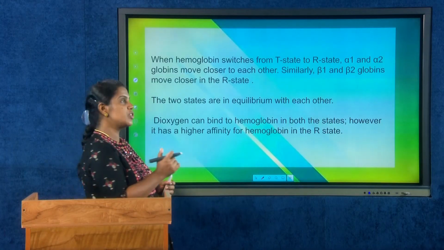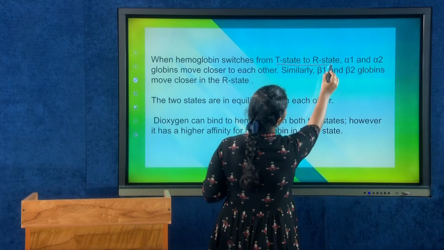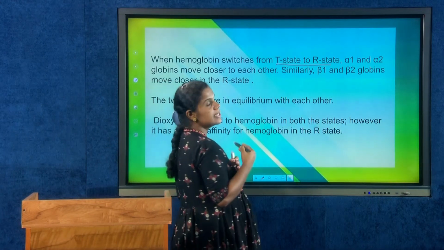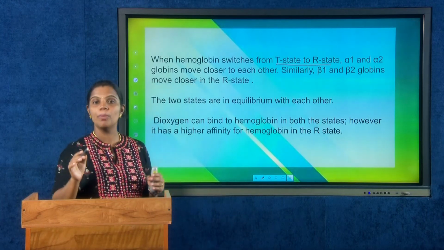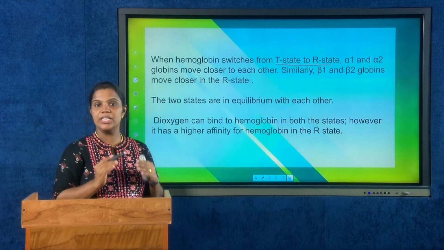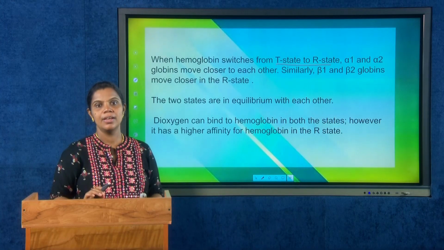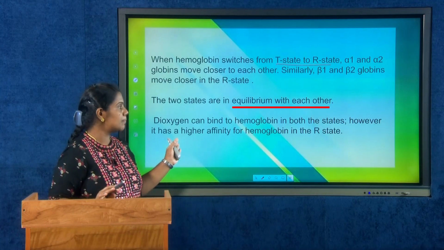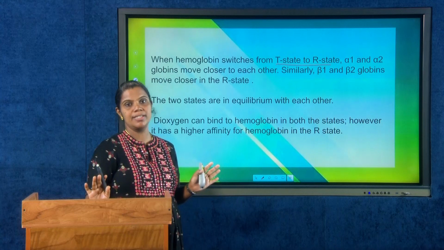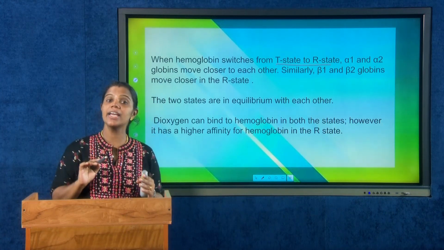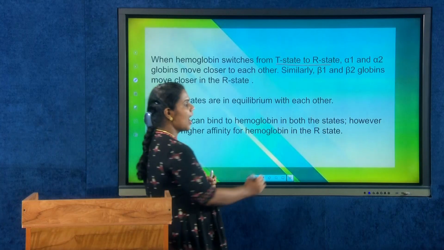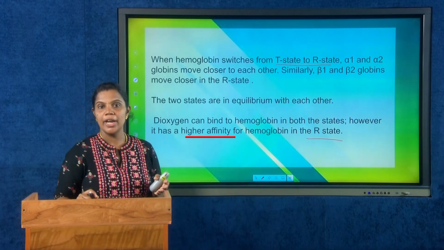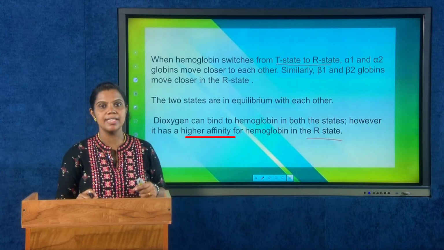When hemoglobin switches from the T state to the R state, alpha 1 and alpha 2 globins move closer to each other. Similarly, the beta 1 and beta 2 globins also move closer to each other in the R state. The 2 states are in equilibrium with one another. The dioxygen can bind to hemoglobin in both states. However, it has a higher affinity for hemoglobin in the R state. Please remember that the affinity for dioxygen of hemoglobin in the R state is greater.